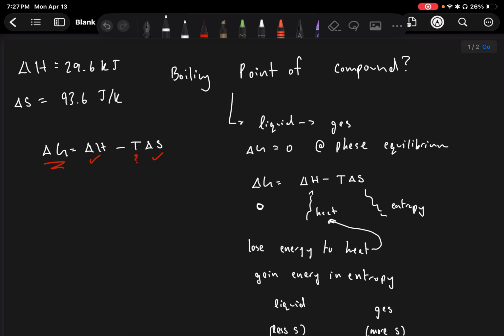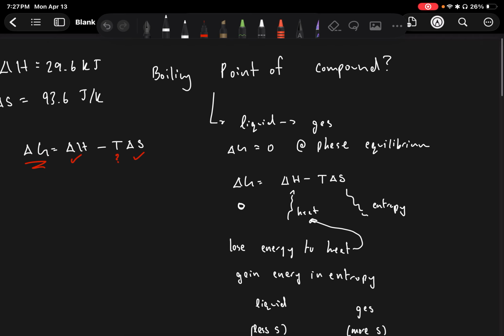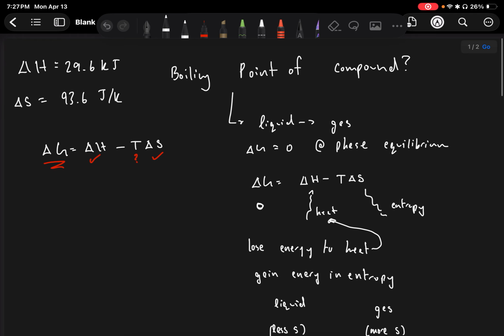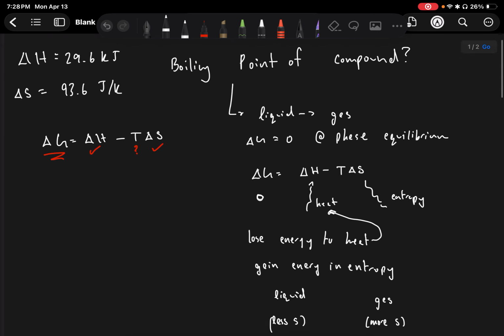So now I guess we could just substitute these values in. Other than the idea that we have to set delta G equal to 0, all of this is just substituting in values. So delta G equals 0, delta H equals 29.6, oh wait, we need to make this joules, 29,600 joules, minus temperature. Oh wait, maybe we'll just isolate for T first so it's easier.